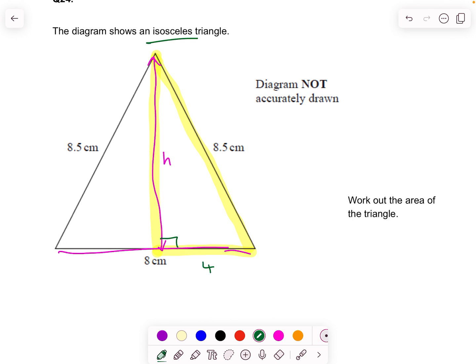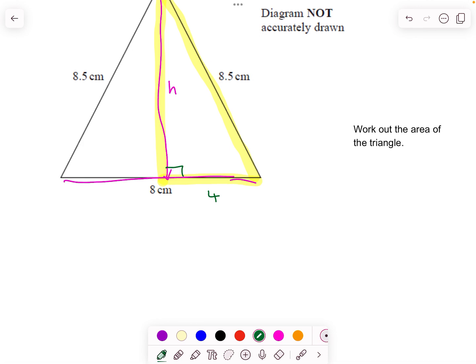And so all we have to do, remember you're trying to find one of the shorter sides, so we're going to subtract. It's 8.5 squared, take away 4 squared, and we're going to square root that. That is going to give us our height, okay? So let's do that on the calculator. 8.5 squared, take away 4 squared. And that gives us 7.5. So the height is 7.5.